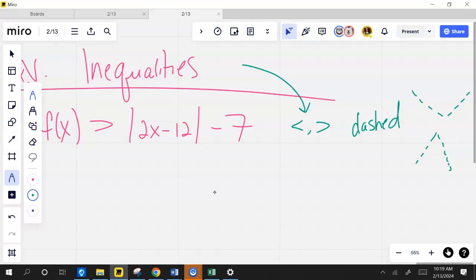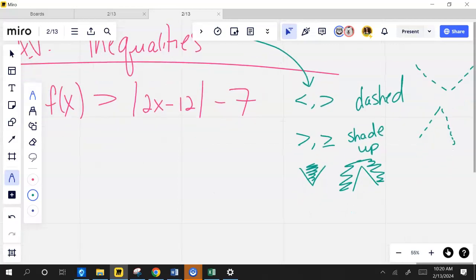Here's the other thing you need to know. If it's greater than or equal to, I'm going to shade up. I know, I'm sorry. Which means if it looks like this, I'm shading here. If it looks like this, I'm shading here.